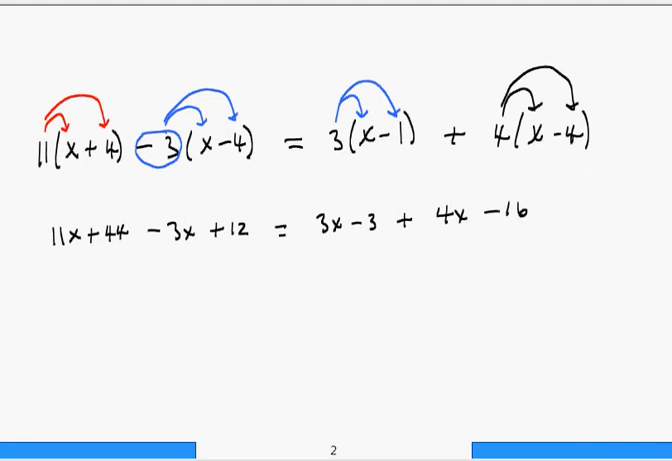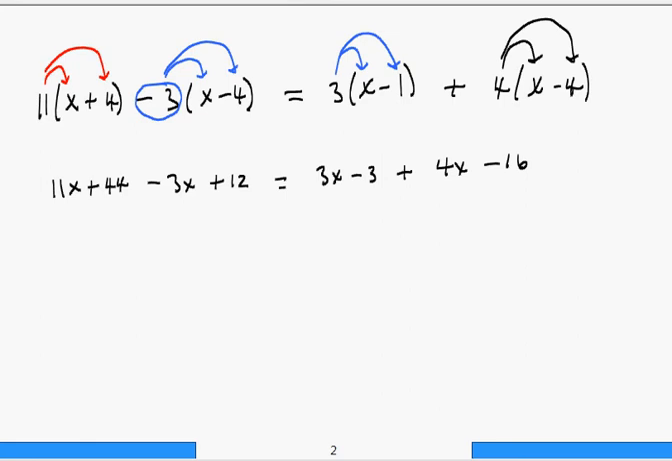Well, all the parentheses are gone, but we have a lot of like terms that we can collect on both sides. So, for example, this 11x and this negative 3x can be combined. They're like terms, and they live on the same side of the equation. Any x terms or constants that live on the same side of the equation, we just want to combine them together. And remember, you keep the sign with the term. So 11x minus 3x gives us 8x. You can do the same thing with the constants here.